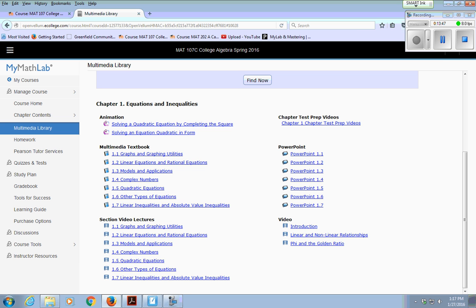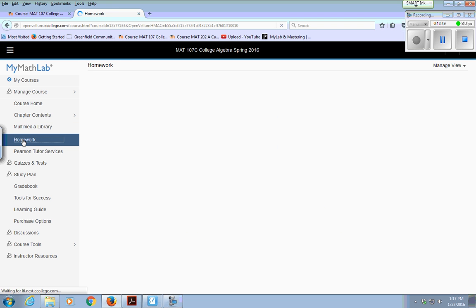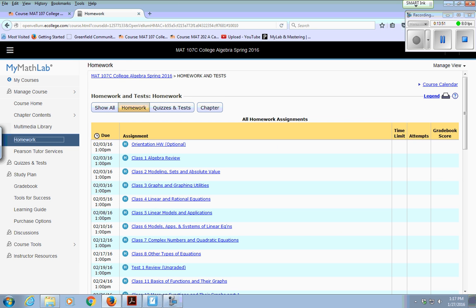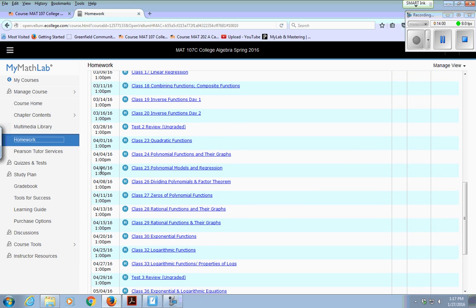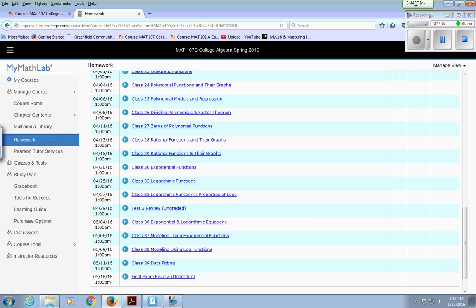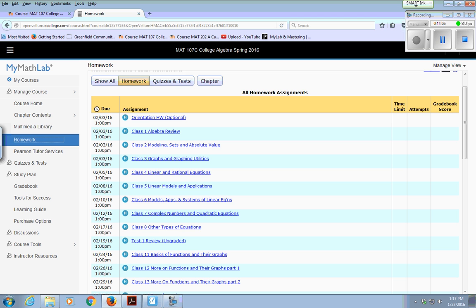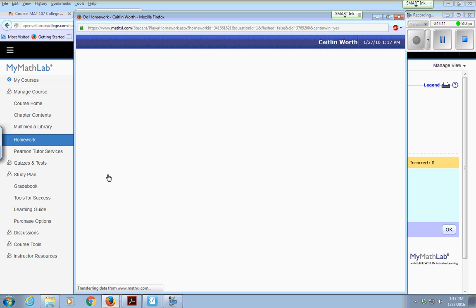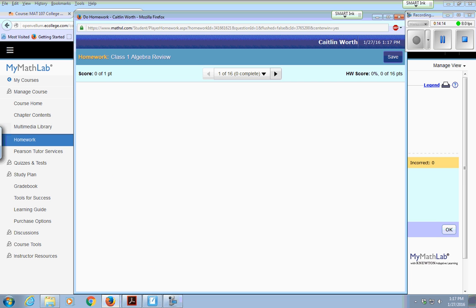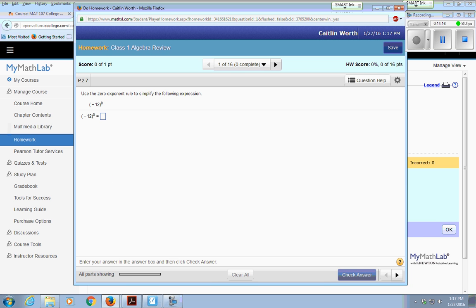But the main thing you're going to use MyMathLab for is homework. So you click the homework button, and it gives you a list of all the homework for the whole semester with their due dates on the left. So this is where you're mostly going to go to see what homework is due when. And when you are ready to do a homework, you just click on the name of it, click on question, pops up in a new window, and it asks you a question, and you type in the answer.